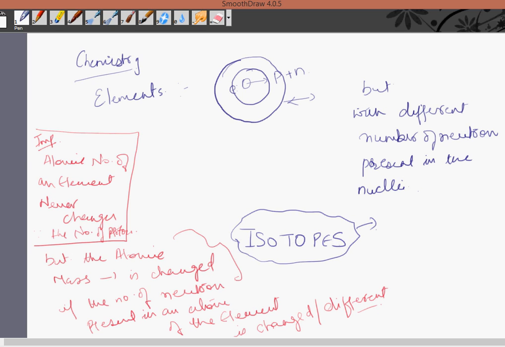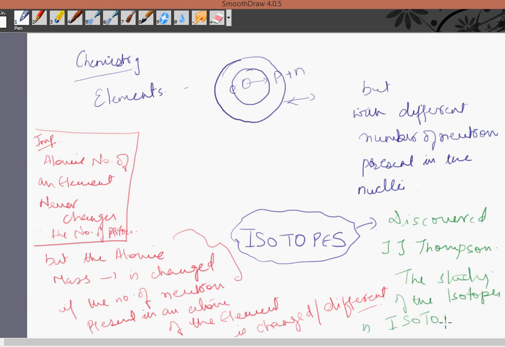So friends, here is one more important note, that isotopes were discovered by Sir J. J. Thomson with his assistants, and the study of isotopes is isotopy, that is, elements which show the characteristics of isotopes are isotopy.